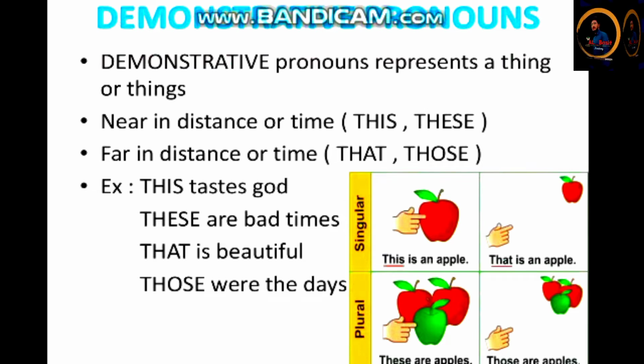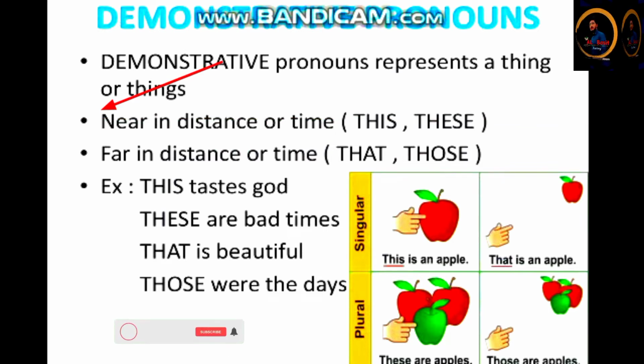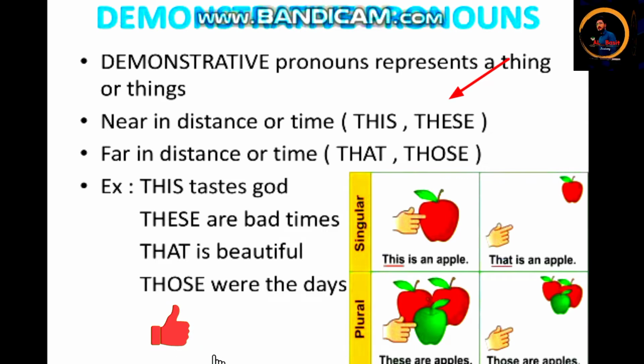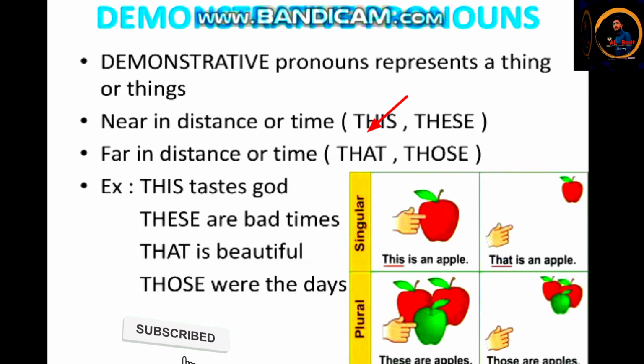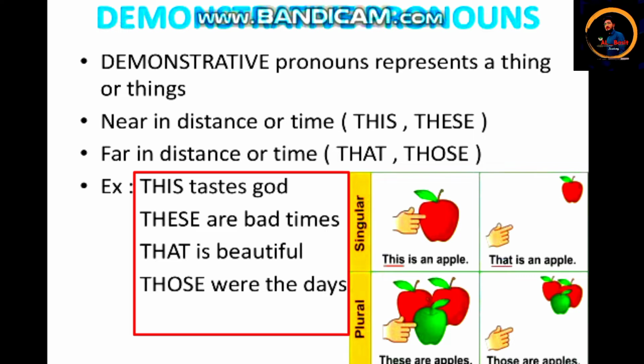Now we have the demonstrative pronouns. What are demonstrative pronouns? Demonstrative pronouns represent a thing or things: this, that, these and those. This we use for a near singular thing, and these we use for near plural things, and that we use for a far singular thing, and those we use for far plural things. For example, this test is good, these are bad times, that is beautiful, those were the days.